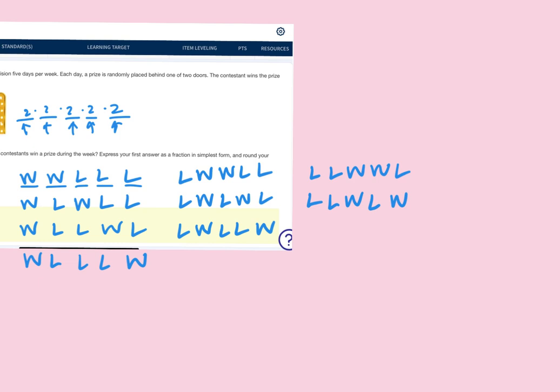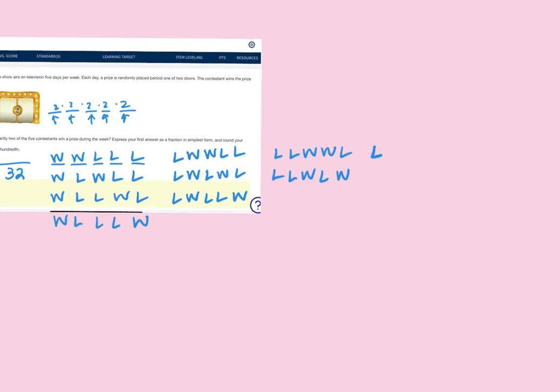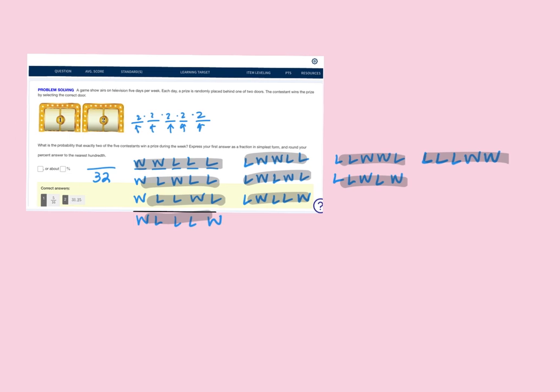And then if you lose the first, second, and third day, you would win the next 2. If you count these: 1, 2, 3, 4, 5, 6, 7, 8, 9, 10, there are 10 ways to get exactly 2 wins. And then this 10 over 32 becomes 5 over 16, which was the answer. 5 divided by 16, move your decimal twice, and the percent is 31.25.